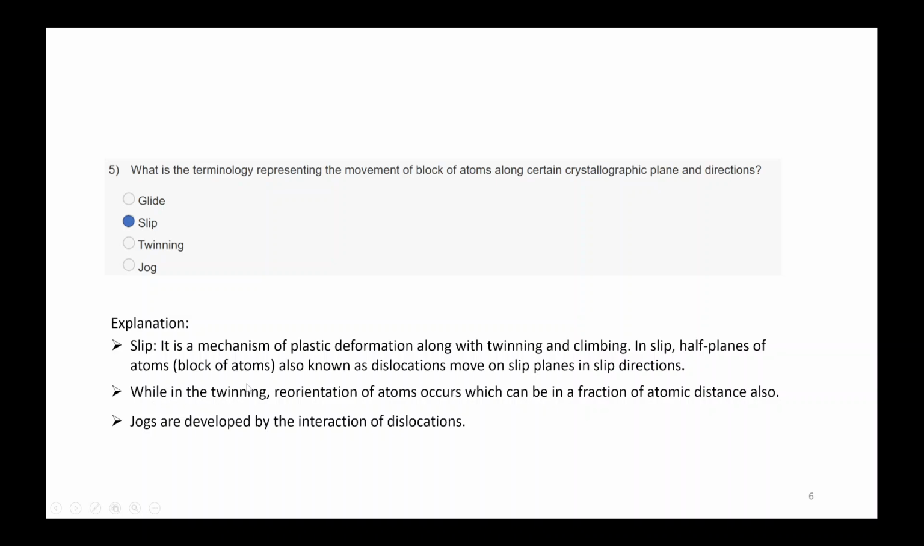And in case of twinning, there will be some reorientation of atoms which can be in a fraction of atomic distance also. And in case of jogs, they develop by the interaction of dislocations, and these restrict the movement of dislocations.